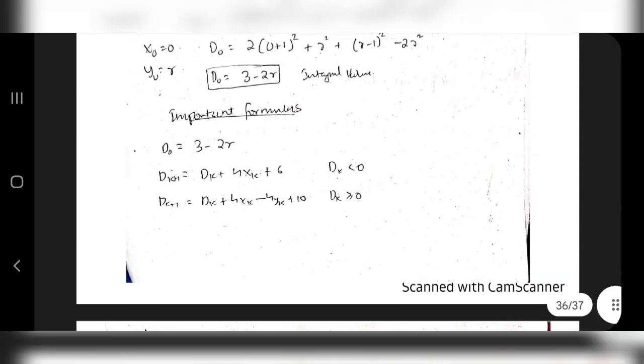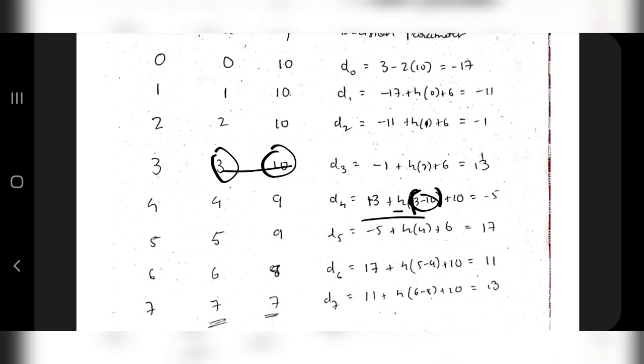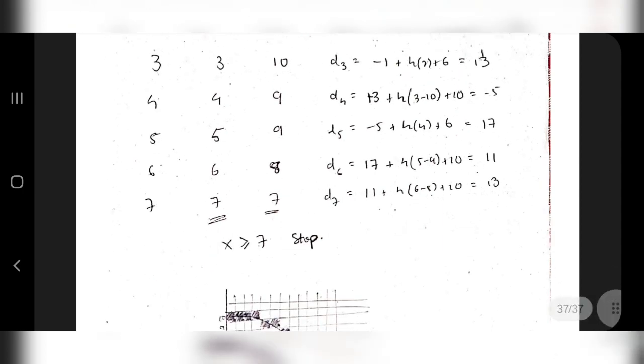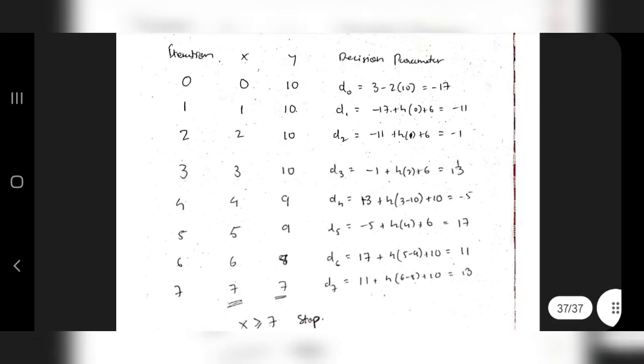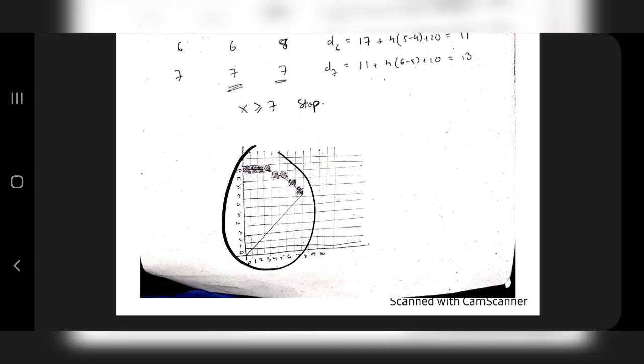Which is the next formula? This one: dk plus 4 into xk minus 4 into yk plus 10. So substitute these values, 4 into xk minus yk, which I have taken separately in a bracket, and find out the answer. You got negative here. Don't do anything to y, keep it as such, then increment the x value and so on. Just keep on doing this until you get the value of x as equal to or greater than the y value. Stop there, and these are the points you have written here. These are the points which you will plot in the graph, and you will make the first octant.